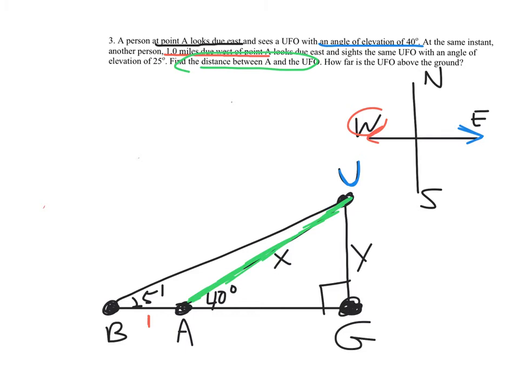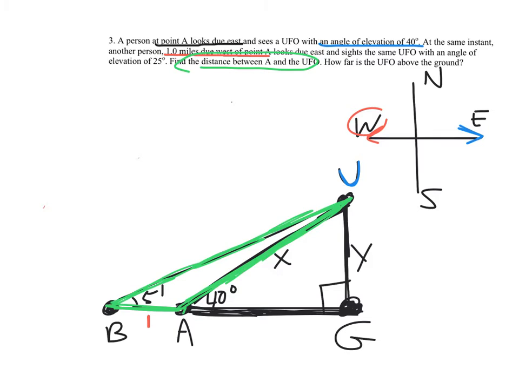It's in this right triangle here, triangle UAG, and it's also that line segment in triangle UBA. And I have to try to figure out which triangle I want to use to solve for X.